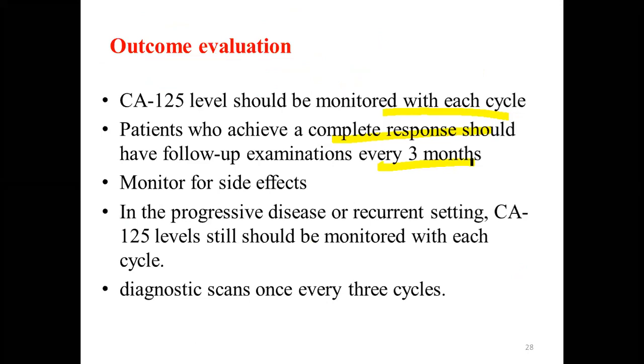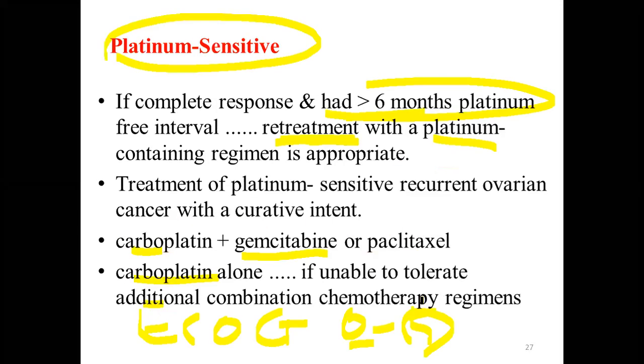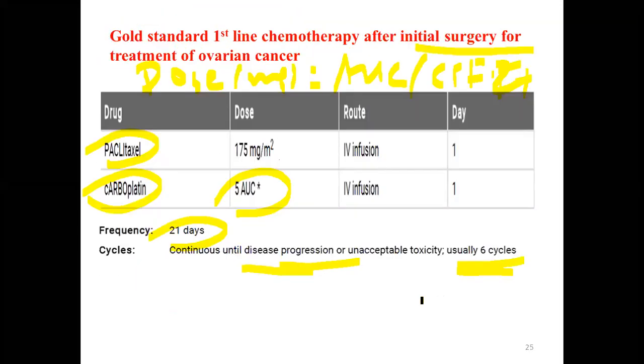So you monitor. Then in progression of the disease or the recurrent setting, CA125 should be monitored with cycles of chemotherapy. Then of course, look at imaging of the abdomen or the ovaries using ultrasound every 3 cycles of chemotherapy. So this is how we're managing ovarian cancer.